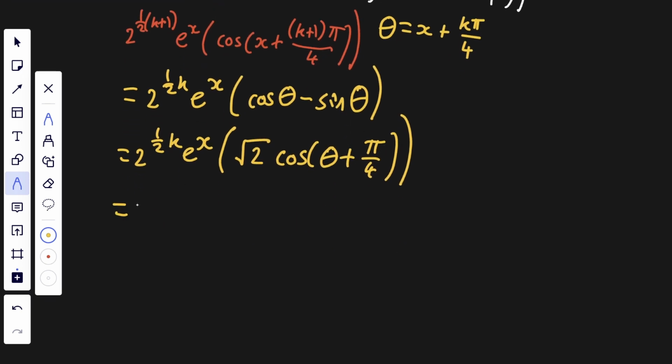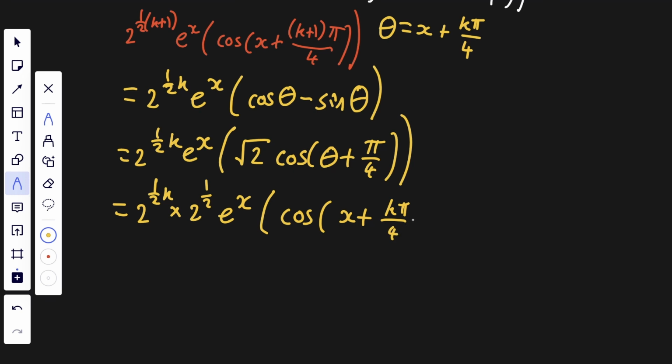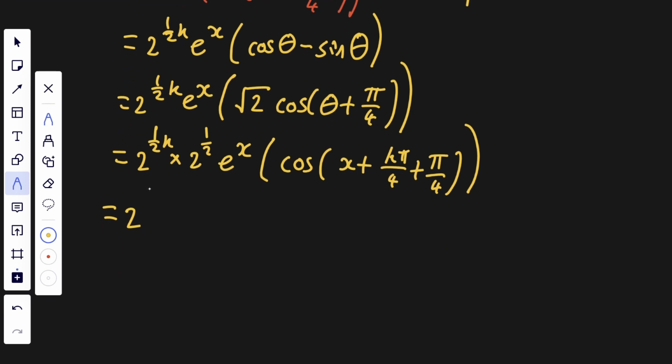All that's left to do, we can bring out the square root of 2. That will give us 2 to the half k times 2 to the half, e to the x, multiplied by, now replacing theta with x plus k pi on 4, cos of (x plus k pi on 4 plus pi on 4). And this is indeed our target. So we get 2 to the half times (k plus 1), e to the x, cos of (x plus (k plus 1) pi over 4).